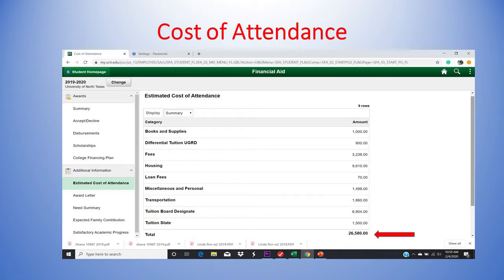The two things that go into the financial aid package, one is going to be the cost of attendance. That's how much it costs for the student to go to school. So it's going to have tuition, room and board, transportation, personal expenses. We'll have all the different things that go into the cost of the school.